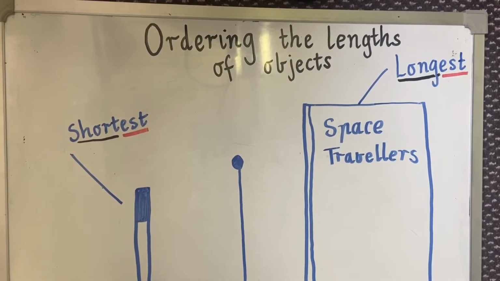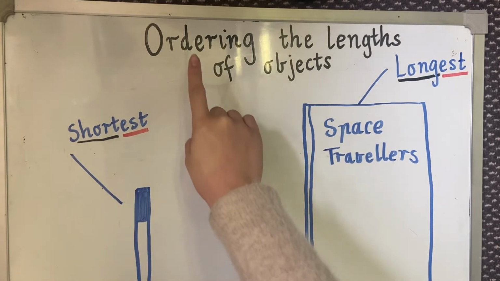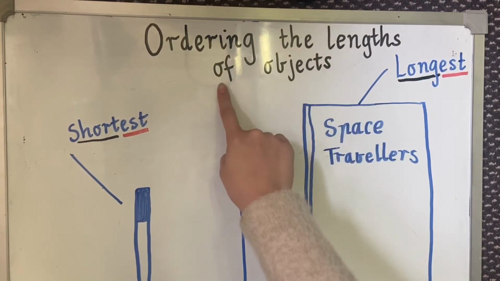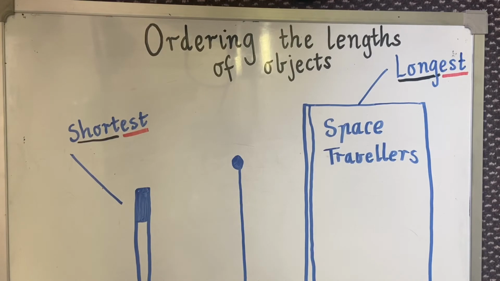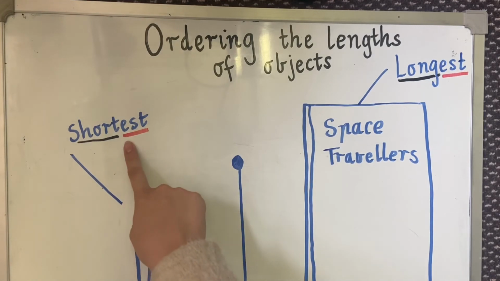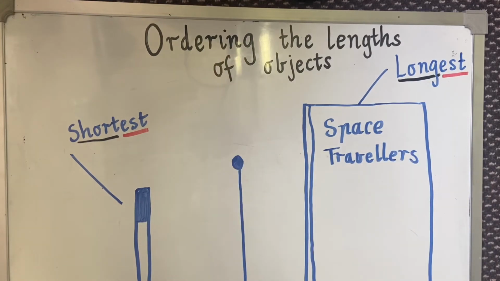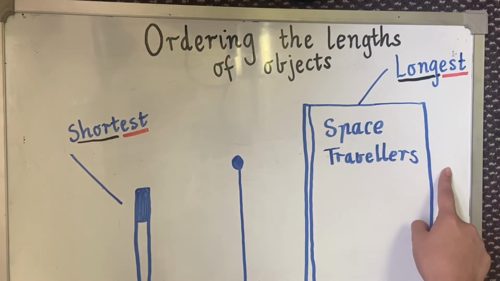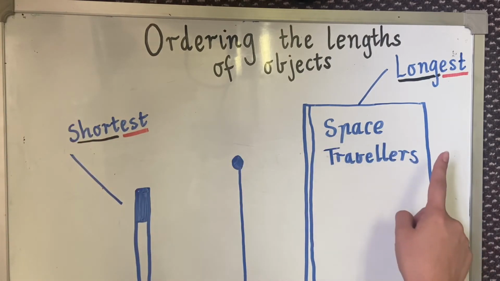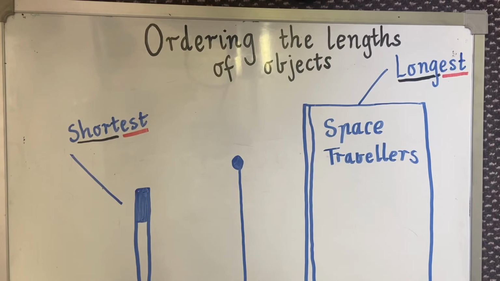I've also added a title to my picture. I've written ordering the lengths of objects, because when we put the objects from shortest to longest, we are ordering the objects. Don't forget that the shortest one always goes on the left-hand side, and then the longest one always goes on the right-hand side. Just like we read a book from left to right, we order objects from left to right.